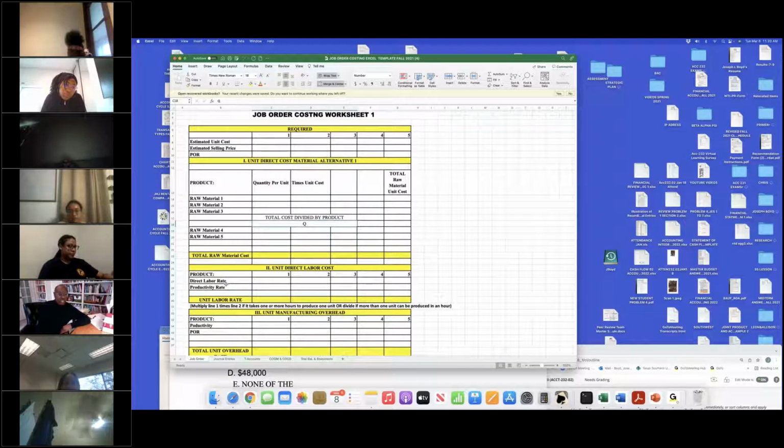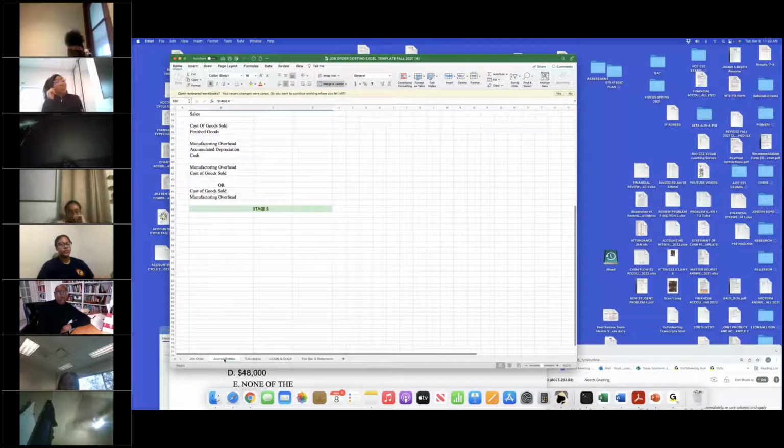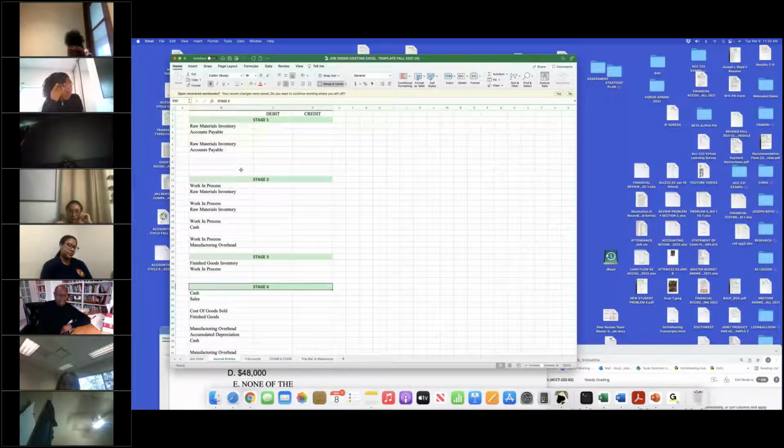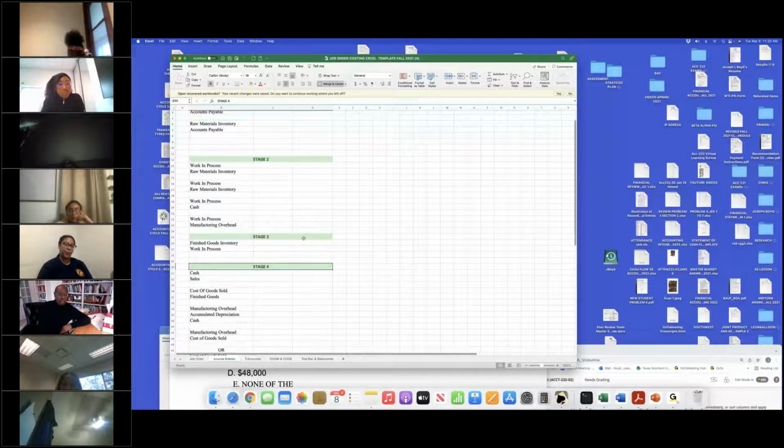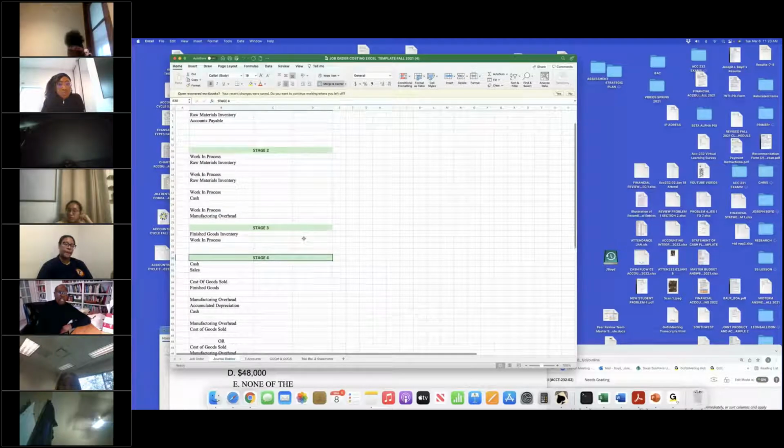Then for the journal entries, you put them in here. Now we may have the others, but these are the journal entries. They don't change. You just got to put the right dollar amounts in. So these are the journal entries. Here are the T accounts.